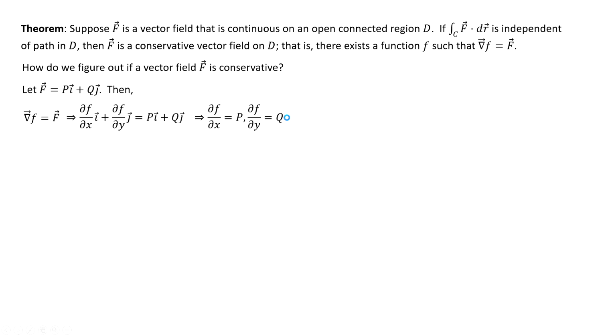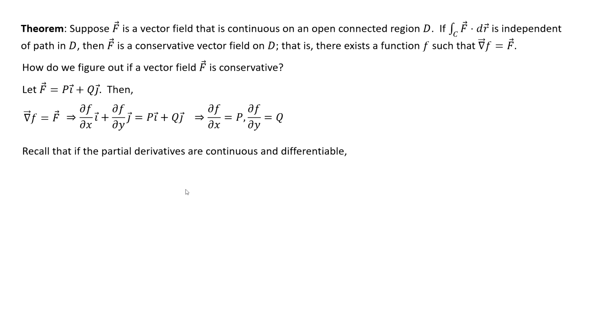Okay, that means partial f with respect to x must be equal to P, and partial f with respect to y must be Q, right? Equating the like components. The x component of this, if we are claiming, is equal to this, that means this must equal this, and that must equal this, right?